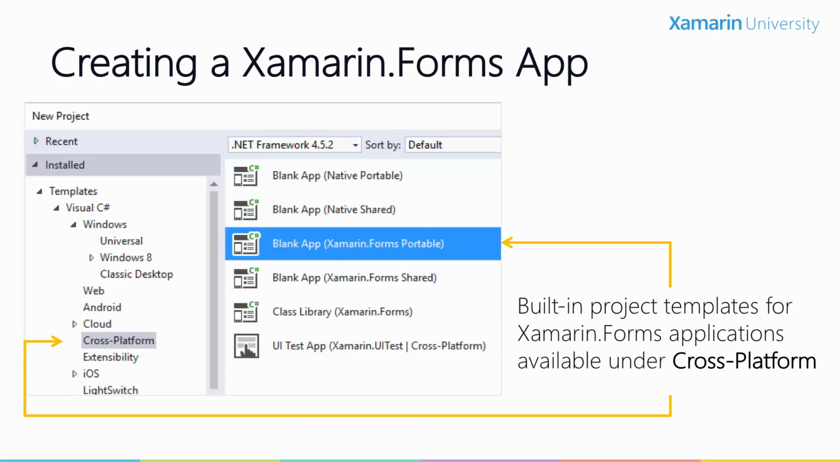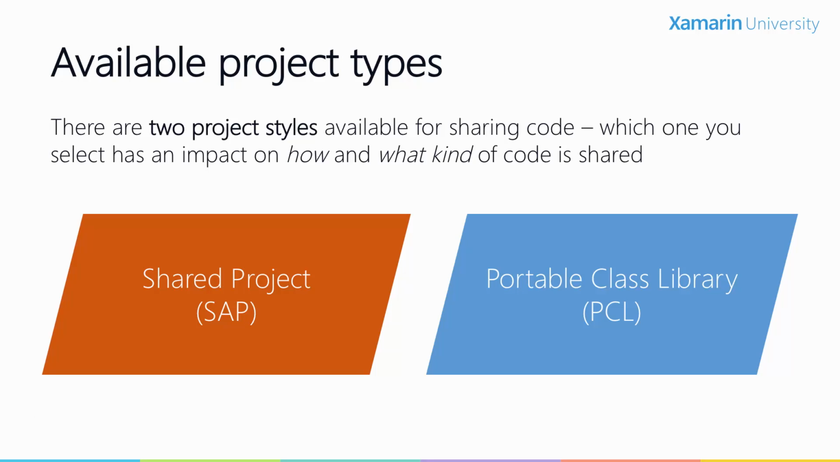If we want to create a Xamarin.Forms app, we're going to use one of the templates which are available in Visual Studio. You find them in the template section, Visual C# cross-platform node. Here you see highlighted the blank app template, which creates a Xamarin.Forms project based on a portable class library. Xamarin.Forms projects can be created using either a PCL or a shared project. Shared projects were introduced with Visual Studio 2013, update 2 I think it was, and they allow you to share at the source code level. Then we have the portable class libraries where we share binary content.